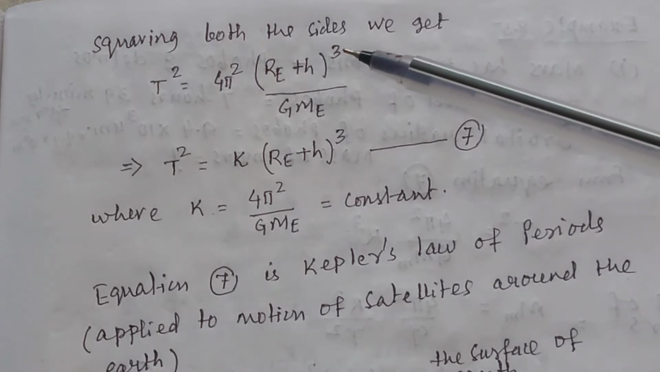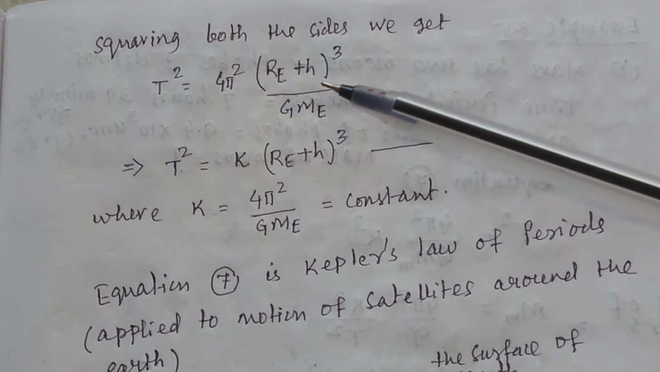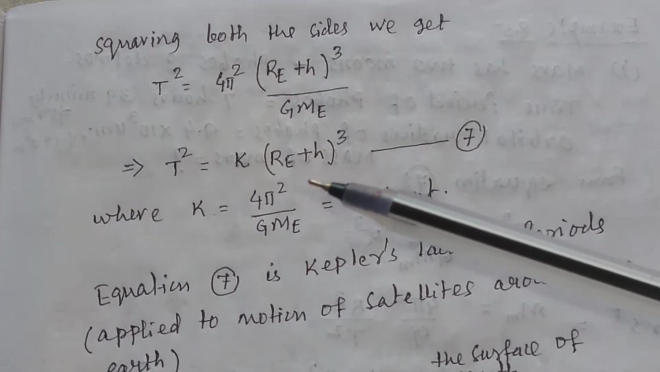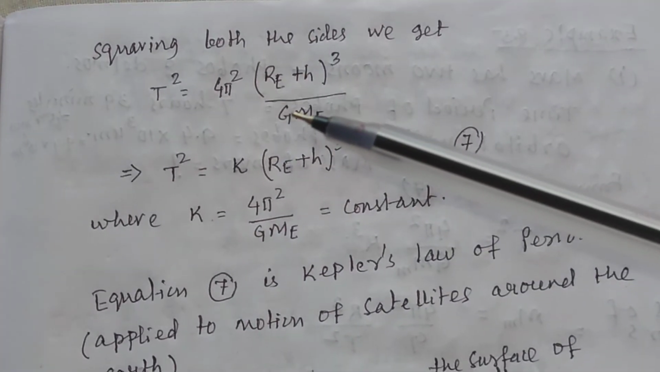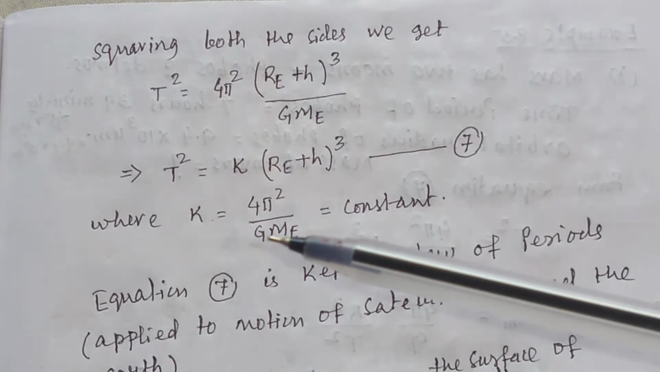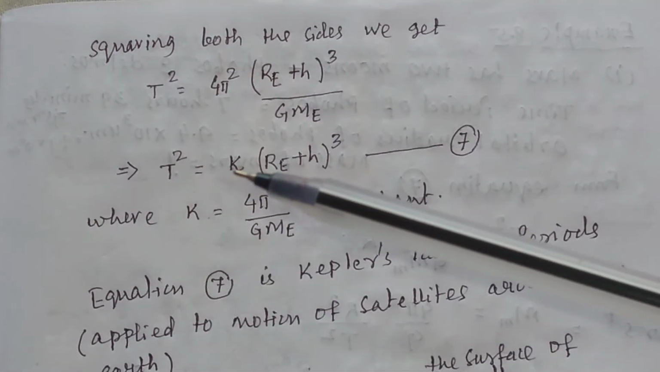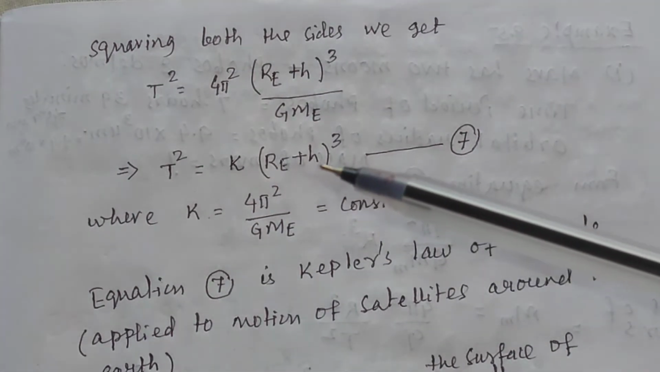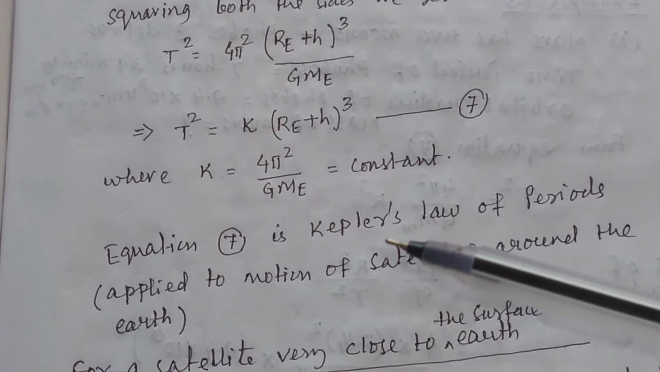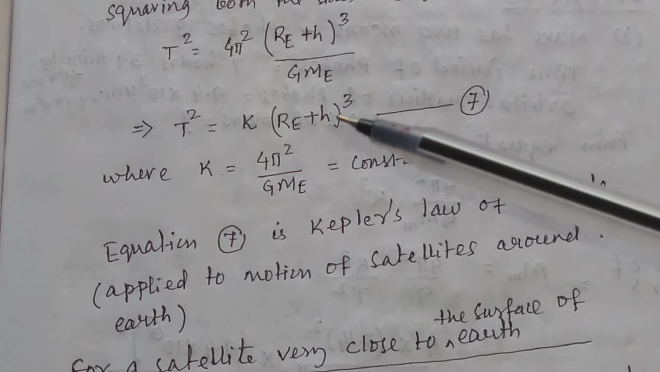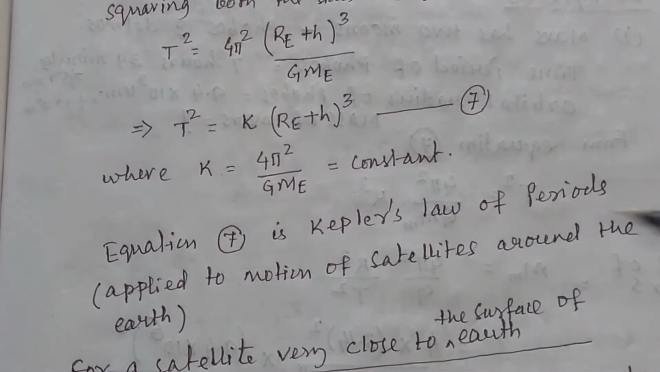Now squaring both sides, we get T square equal to 4 pi square (RE plus H) whole cube divided by GME. If we take K equal to 4 pi square divided by GME, a constant because all these are constants, then T square will be equal to K into (RE plus H) whole cube. So equation 7 is Kepler's law of periods applied to the motion of satellites around the Earth.